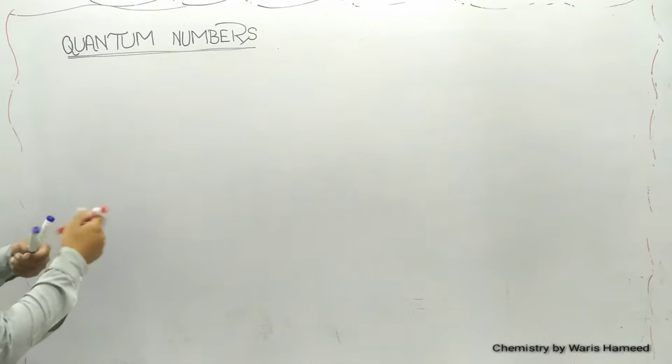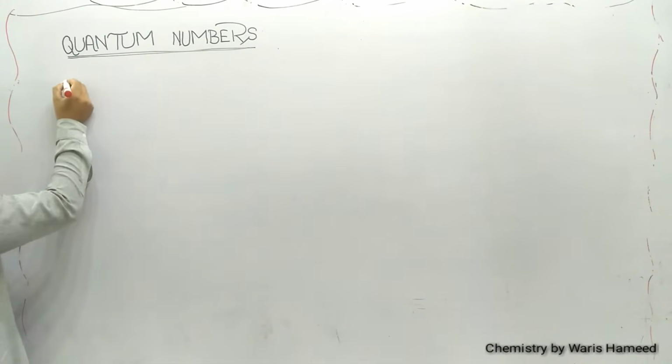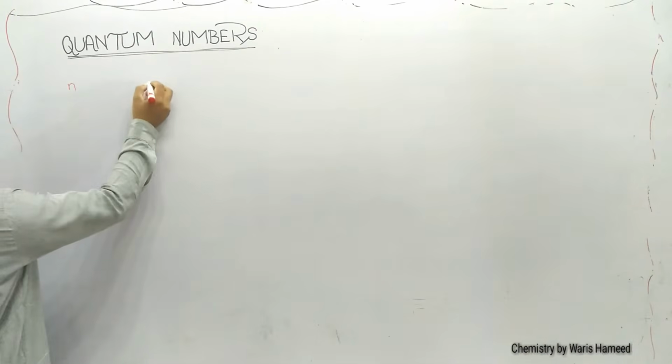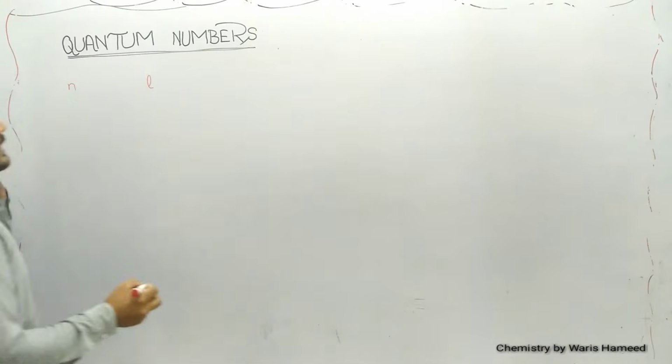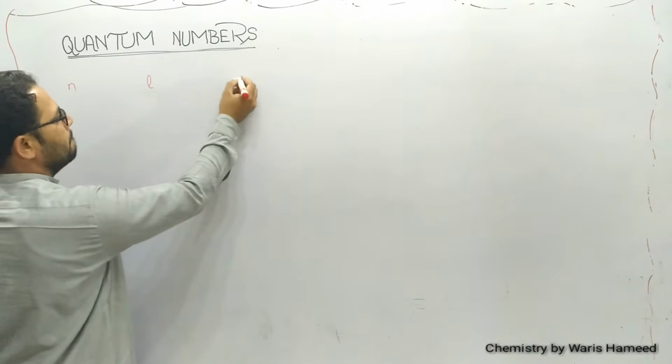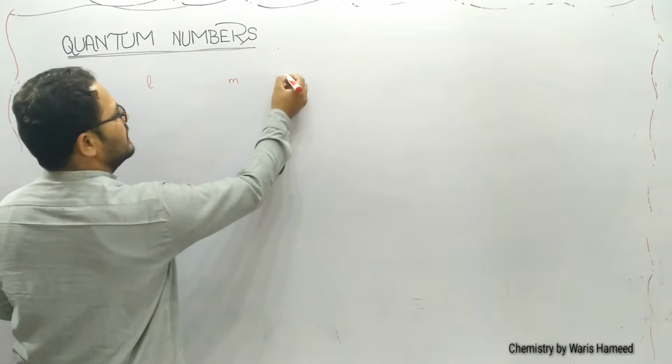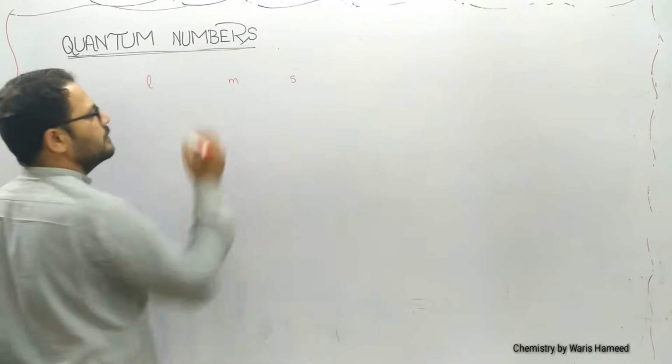Here are the quantum numbers. First of all, the principal quantum number n. Second is the azimuthal quantum number L. And third is the magnetic quantum number M. And fourth is the spin quantum number S.